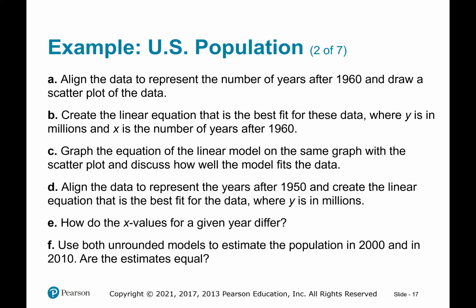Create the linear equation that is the best fit for this data, where Y is in millions and X is the number of years after 1960. Then graph the equation of the linear model on the same graph with the scatter plot, and then discuss how well it fits. And then we're going to align the data differently. Once you have your data in your calculator, aligning the data to some other value is so easy to do. You do not have to re-enter all the X values. And then we're going to see how that changes the model. It doesn't. And then we'll use unrounded models to estimate the population in the year 2000 and 2010.